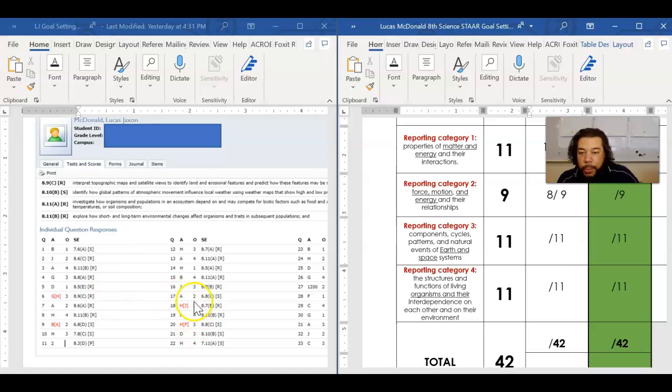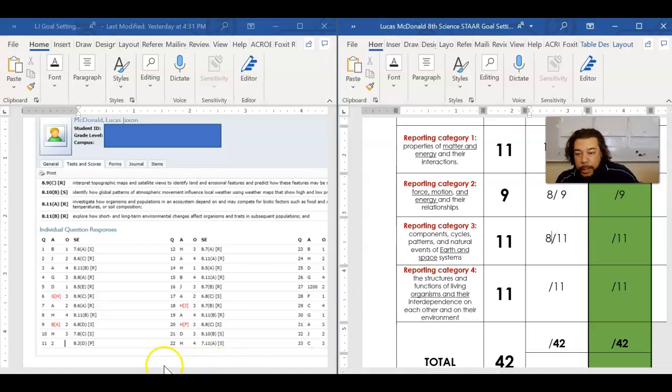Now we go into reporting category 3. He had 3 answer choices here that he missed: reporting category 3, reporting category 3, reporting category 3. So we put him at 8 out of 11 on reporting category 3. He hadn't covered any of this information at that point. It was still 9 weeks away.